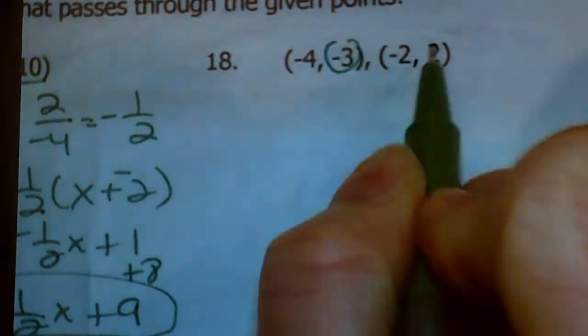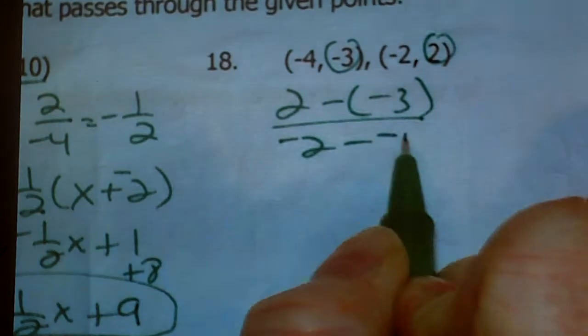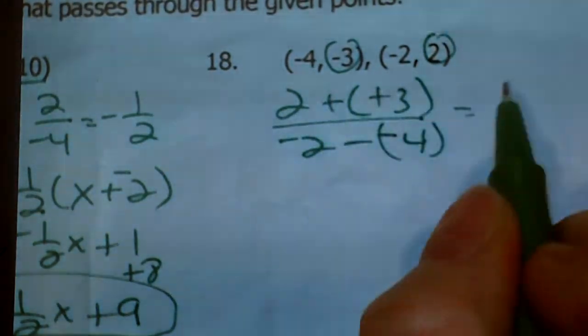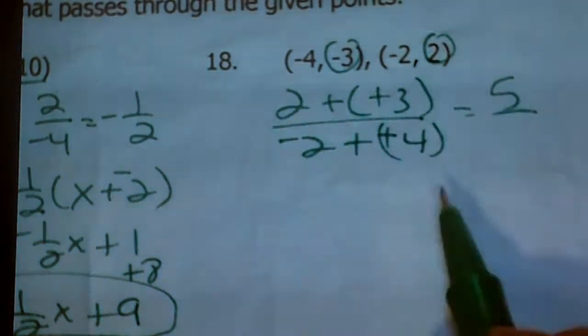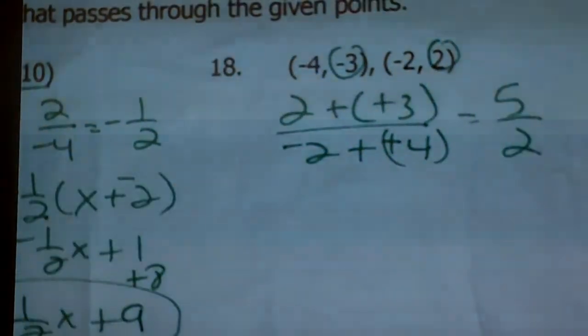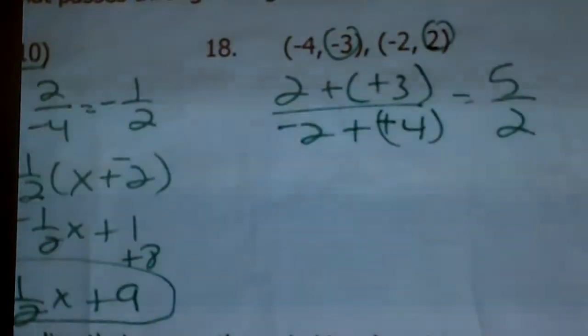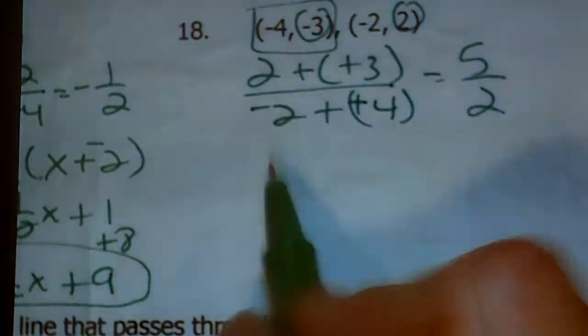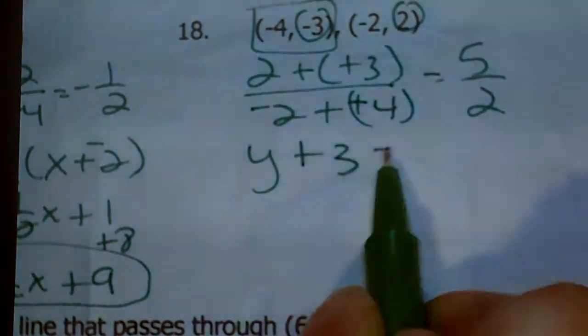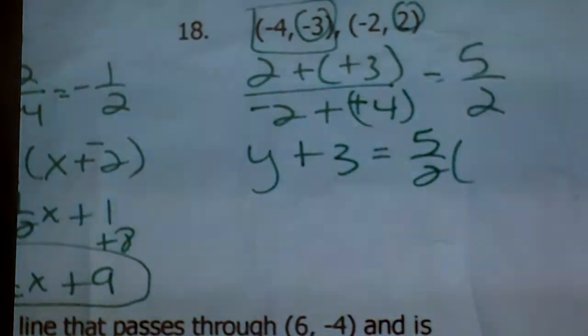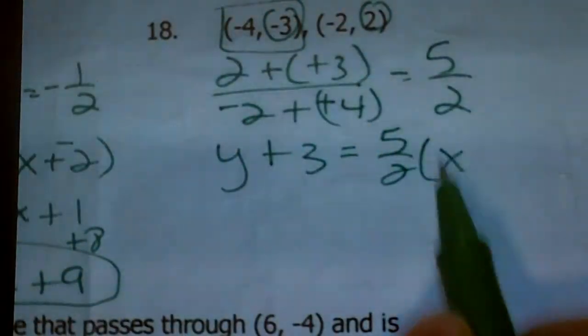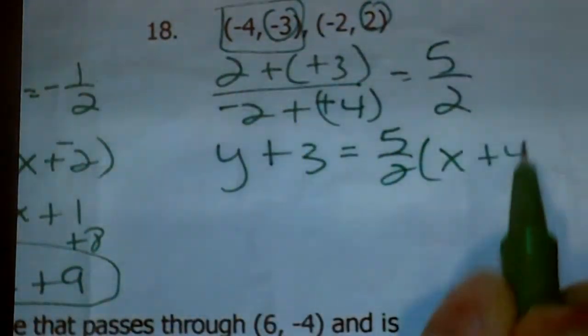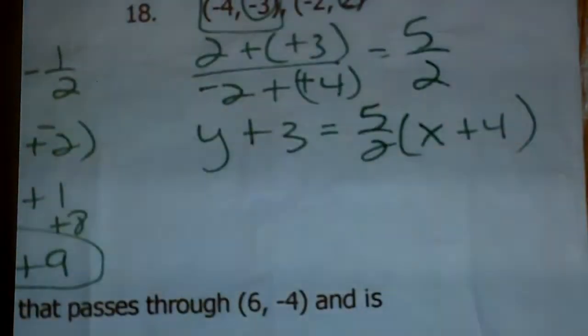All right, so I'm going to take y2 minus y1 over x2 minus x1. I end up getting 2 plus 3 is 5, and then negative 2 plus 4 is 2. We can just leave our slope like that. That's totally fine. And let's plug in, I'll just use the first ordered pair because that's what I've been doing. So y minus y1, y minus negative 3 becomes y plus 3. My slope is 5/2. And then I want to take x minus negative 4, which means x plus 4. Okay, it's time to distribute.